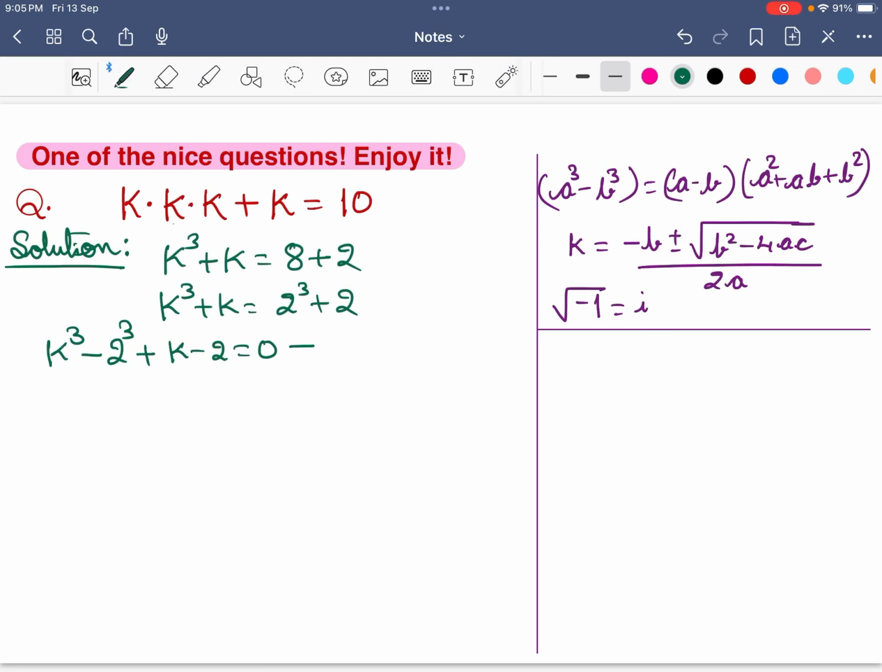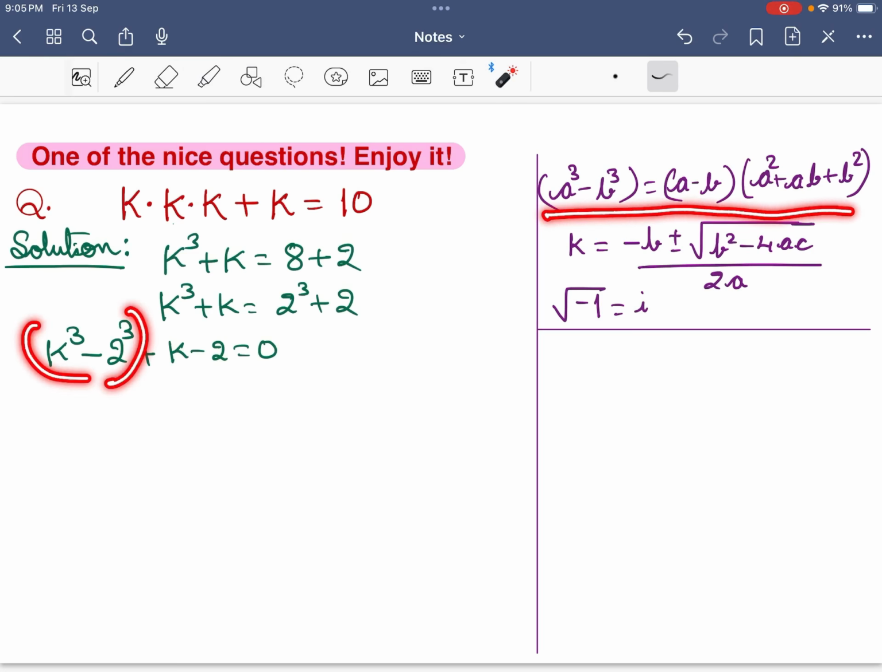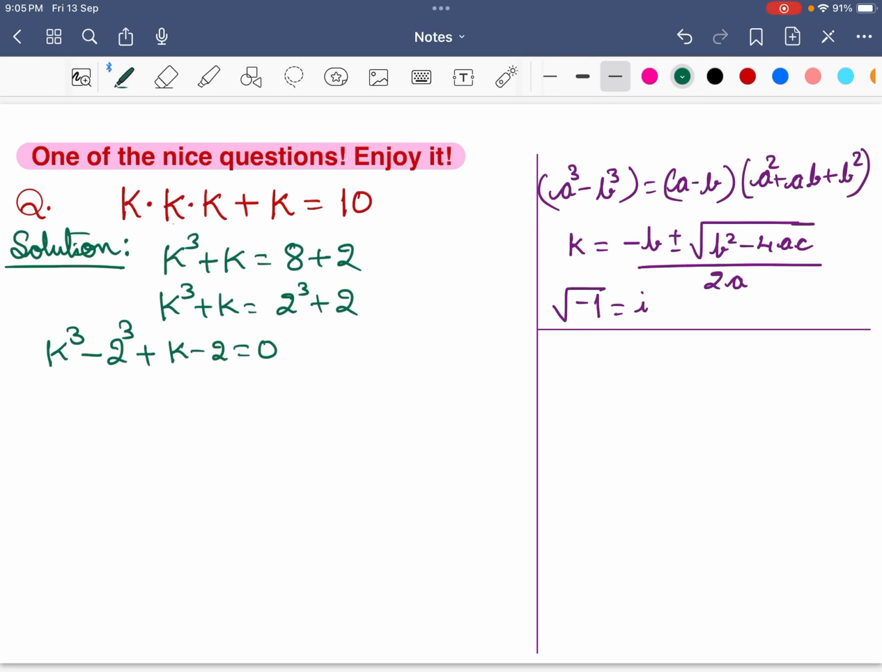Now for k cube minus 2 cube, we can use this identity: a cube minus b cube is equal to a minus b times a square plus ab plus b square. So in place of k cube minus 2 cube, we can write k minus 2, where k is a and 2 is b, times k square plus 2k plus b square. 2 square is 4. And now plus k plus 2 is equal to 0.